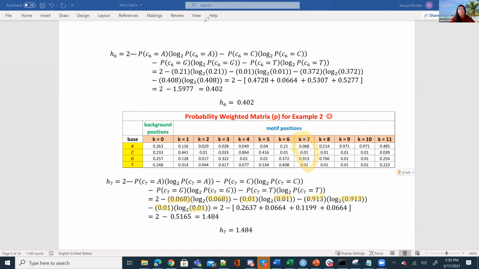So you should see this part here. Please let me know if you have any questions. And then this is 1.484 that you've gotten. And again, this is the probability that C7 equals A, which is just going to be equal to 0.068. So that's approximately 6.8%.